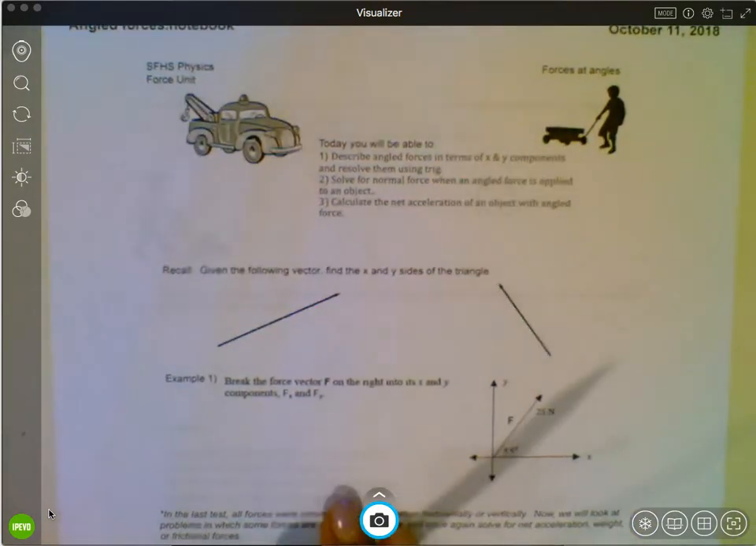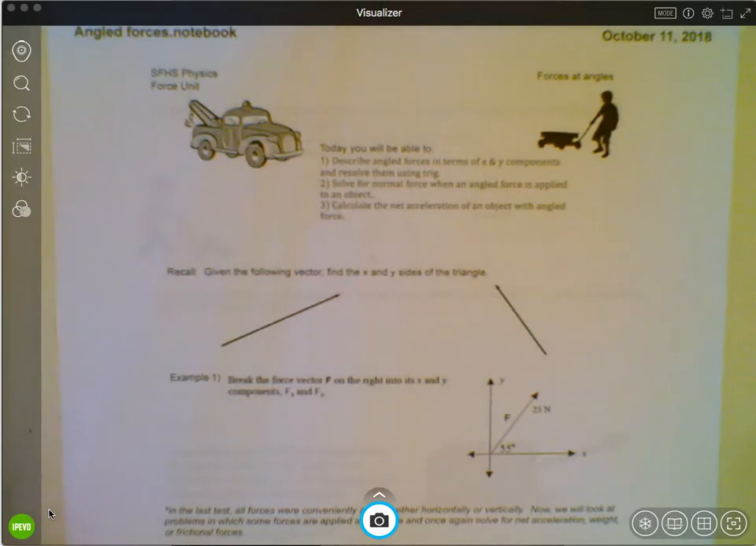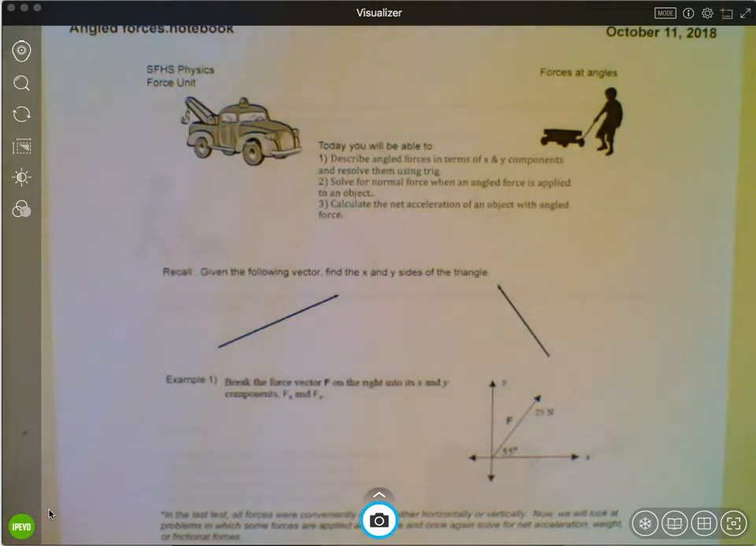So by the end of today, you should be able to describe angled forces in terms of x and y components, and use trig to resolve those forces into their components. You should be able to solve for the normal force when an angled force is applied, and calculate the net acceleration of an object with angled force.